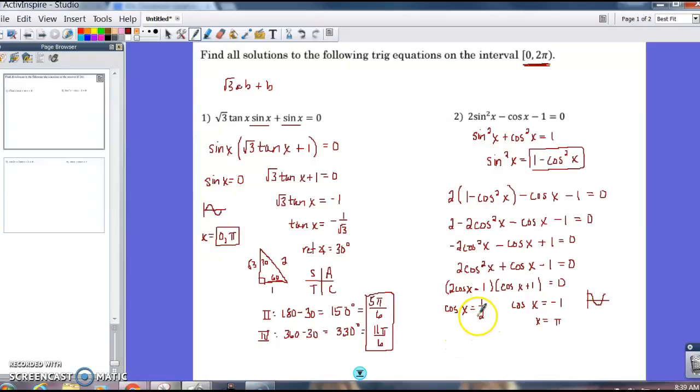Cosine x is equal to 1/2. Go back to your 30, 60, 90 triangle. The angle whose cosine is 1/2 is 60 degrees. So my angle is going to be 60 degrees in the first quadrant, but it's also positive in the fourth. So that would be 300 degrees, right? 360 minus 60. If I convert that to radians, that's pi over 3 and 5 pi over 3. So my answers are pi and pi over 3 and 5 pi over 3.